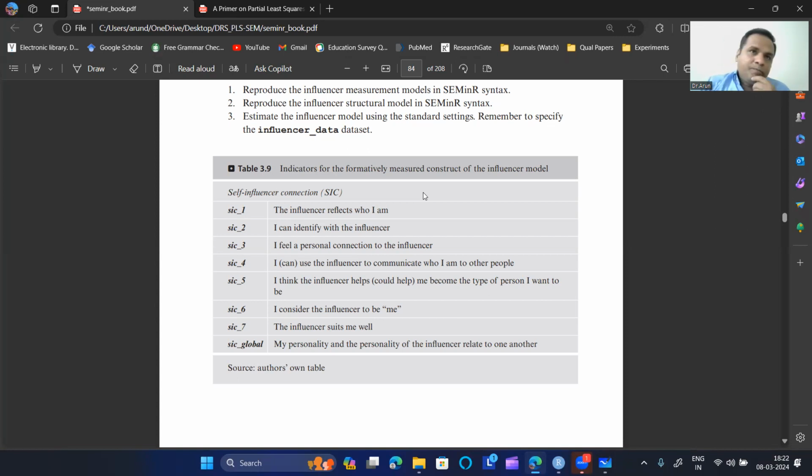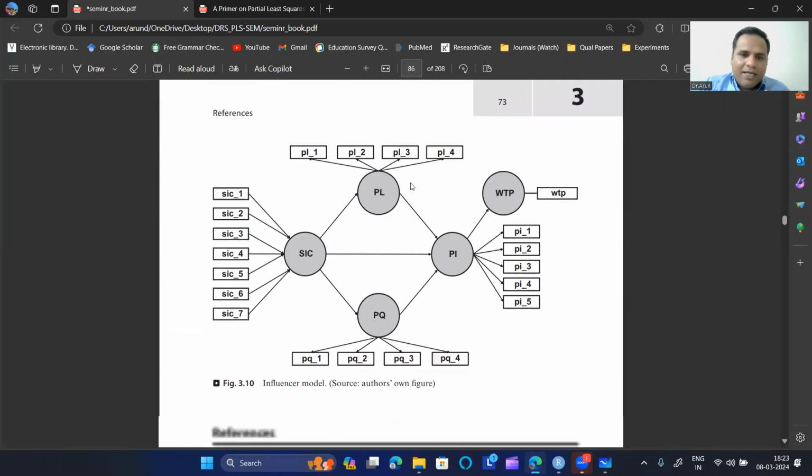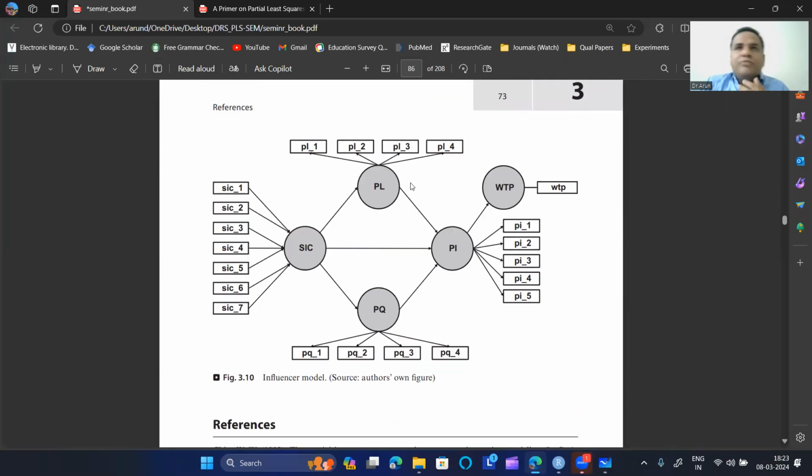Now, please understand, it is very easy to drop items in a reflective measured construct. Let's say some of the items in reflective measured constructs have loadings lower than the recommended threshold, people go and drop them and rerun the analysis, and they find convergent validity and discriminant validity improving. But dropping an item in a formatively measured construct is not easy.